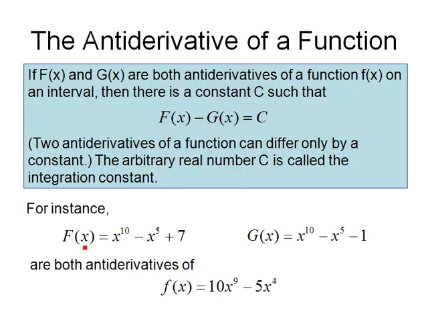For instance, if capital F of x is equal to x to the 10th minus x to the 5th plus 7, and capital G of x is x to the 10th minus x to the 5th minus 1, those two functions differ by a constant. If I were to subtract F minus G, I would get 8. And that means they're both antiderivatives of the function 10x to the 9th minus 5x to the 4th.